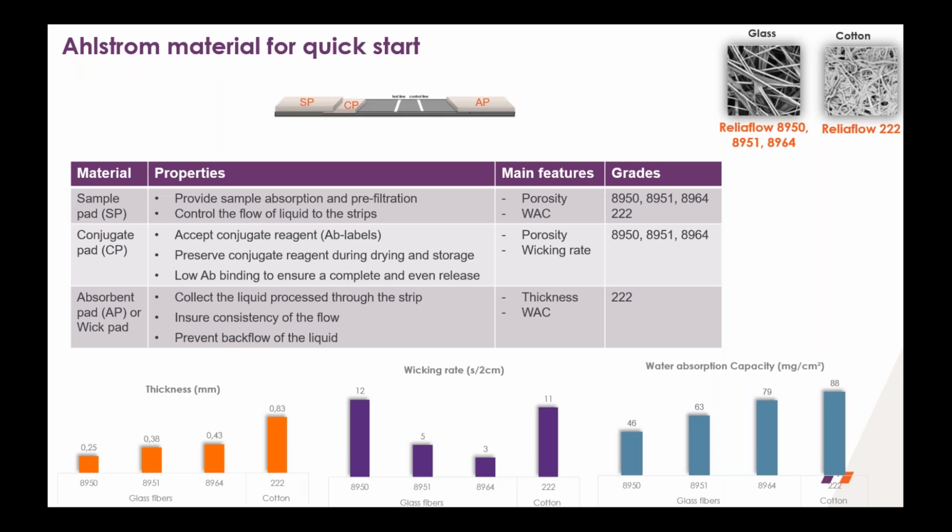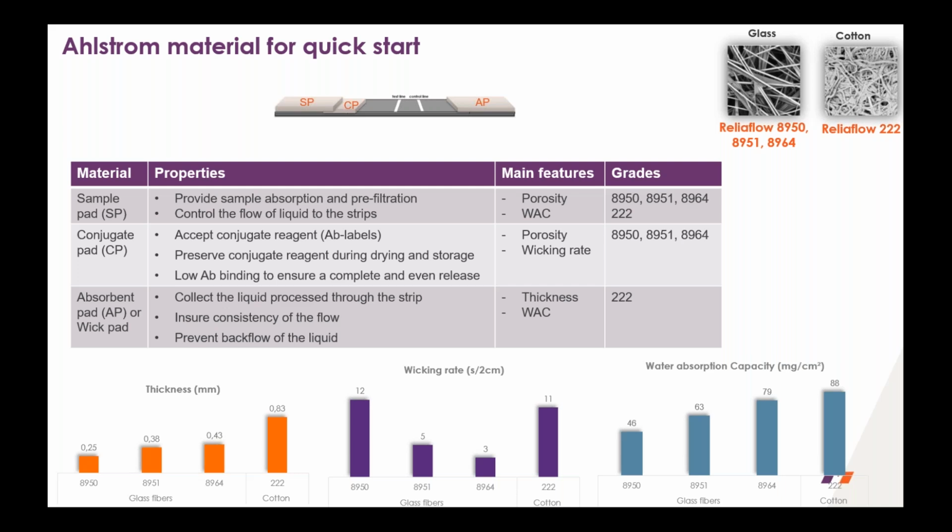The manufacturing process and use of this component in RTK are very different from the nitrocellulosic membranes. Visible on the top right corner, you see that the materials are made of fibers, and here in the selections for the starter kit, we focus on glass materials grades 8950, 8951, 8964, and also cotton material grade 222. Whereas all these four grades can be used as a sample pad and a wick pad, for the conjugate pad it is a bit more discriminant.